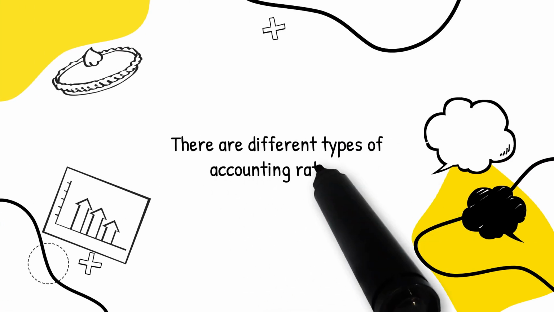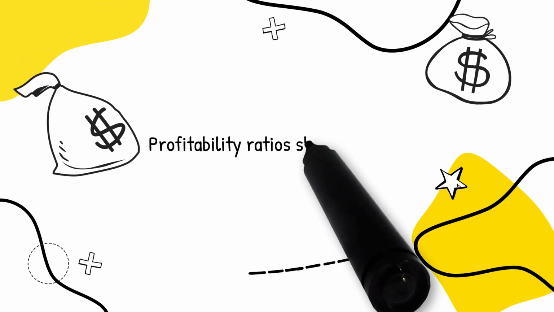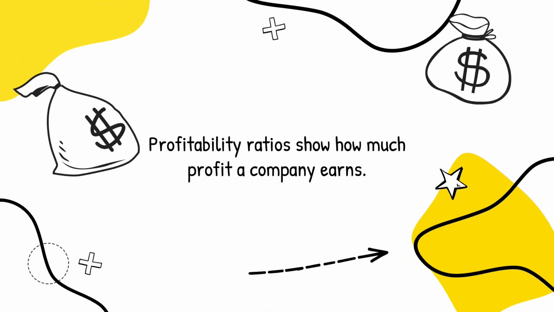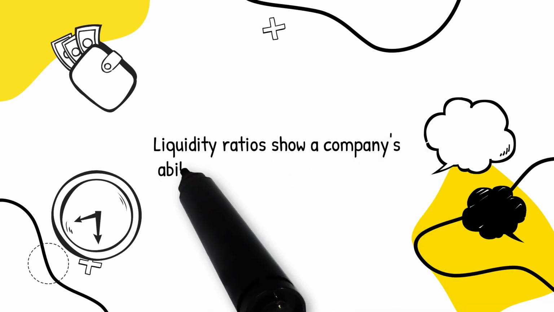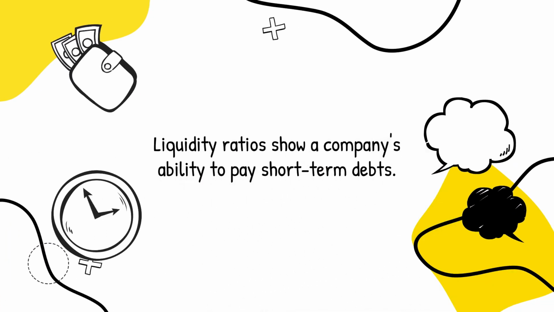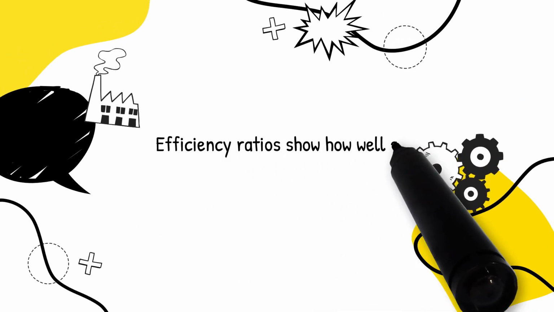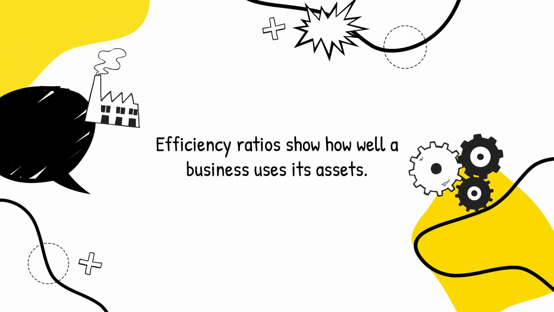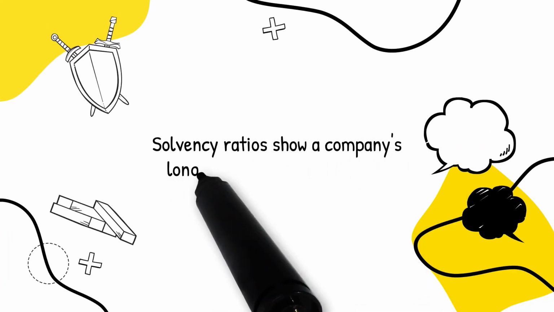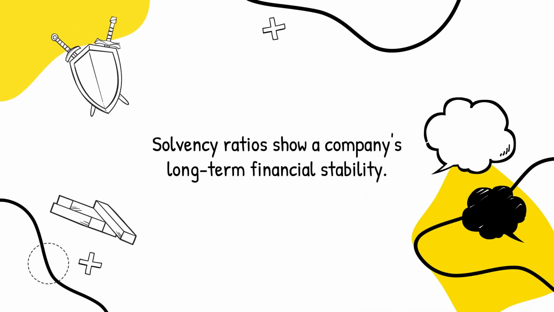There are different types of accounting ratios. Profitability ratios show how much profit a company earns. Liquidity ratios show a company's ability to pay short-term debts. Efficiency ratios show how well a business uses its assets. Solvency ratios show a company's long-term financial stability.